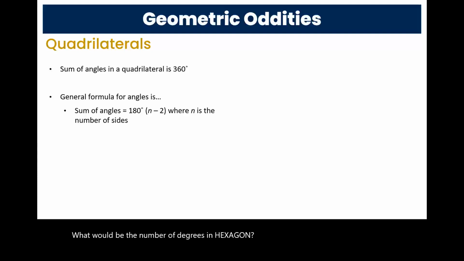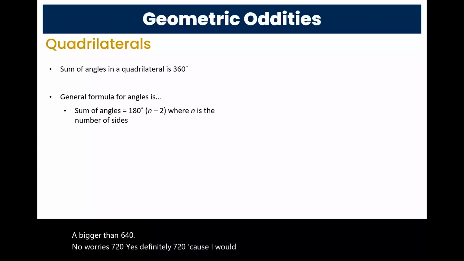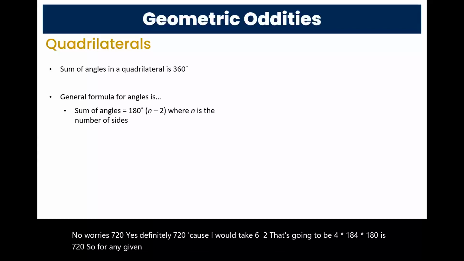Bigger than 640. No worries. 720, yes, definitely 720, because I would take 6 minus 2, that's going to be 4, times 180. 4 times 180 is 720. So for any given shape, you can always figure out how many total degrees of angles it has within it.